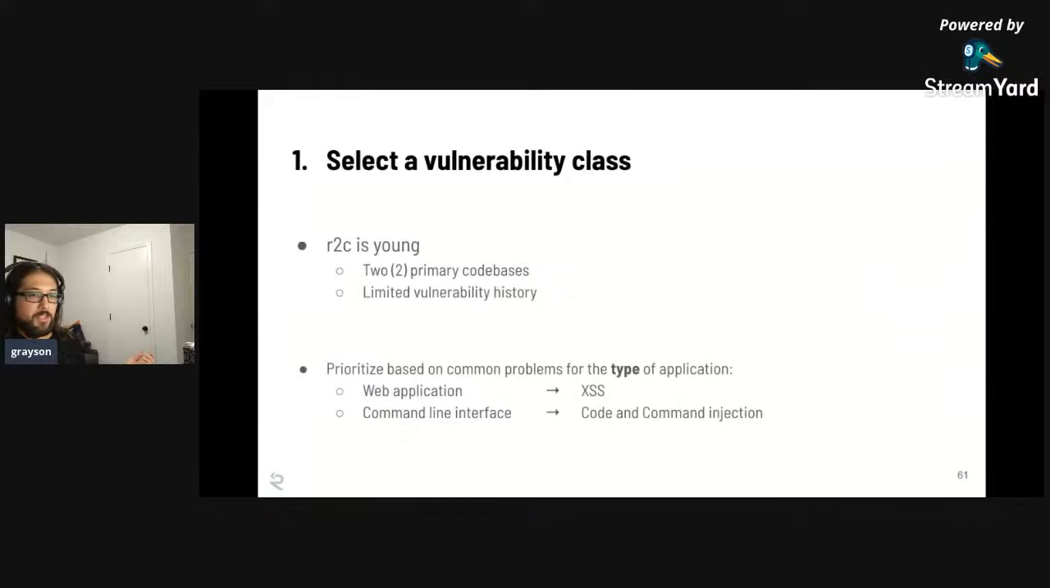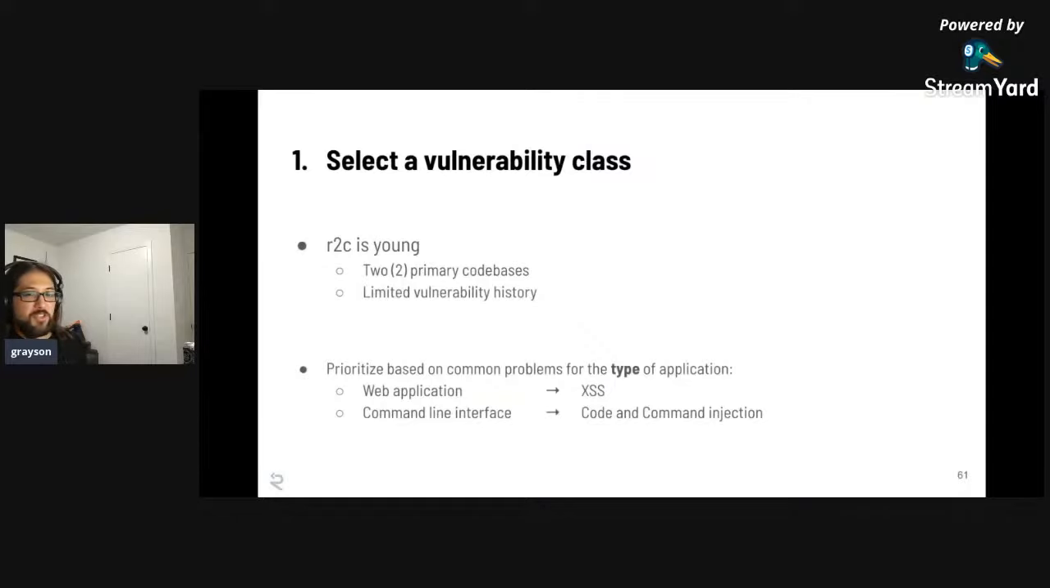So, selecting vulnerability class, what we did, we're really young. Our company is 3 years old as of yesterday, I think, which is cool now that I think about it. So the company is 3 years old. We only have 2 primary code bases, and we have limited vulnerability history because we're just not out there in the public that much yet.